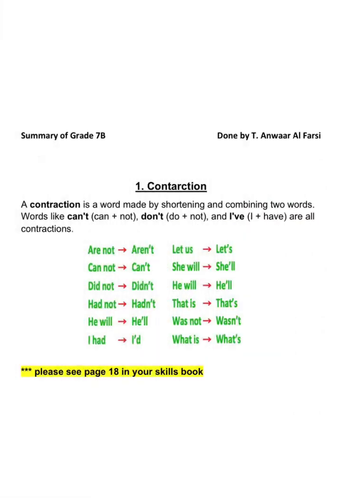Next is the contraction. A contraction is a word made by shortening and combining two words. Words like can't is cannot, don't is do not, and I've is I have. All of these are contractions. You have some examples here. Are not, we can say aren't, cannot is can't, did not, didn't, and so many examples.